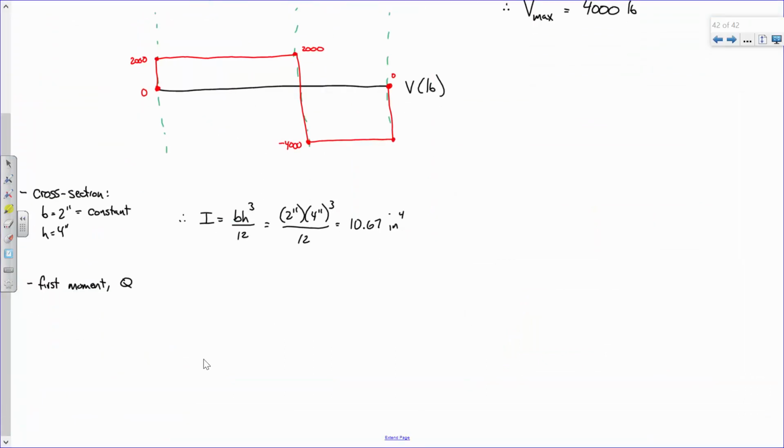Here's what we've got. I'm going to say in general, here is our neutral axis. Let's say that we're trying to determine the stress right there at that red line. Then what we do is we say that area times that moment arm, Q equals AY. That is Q.